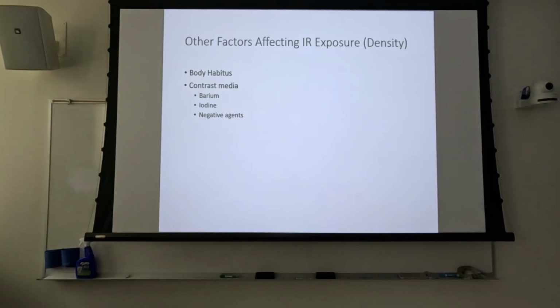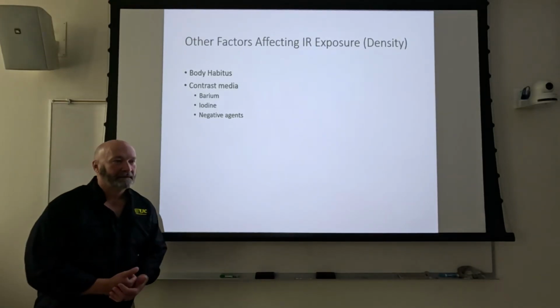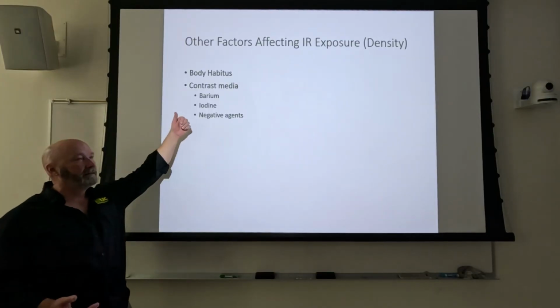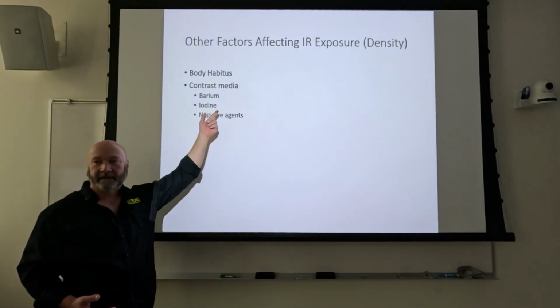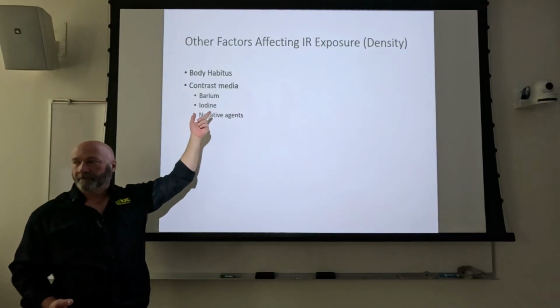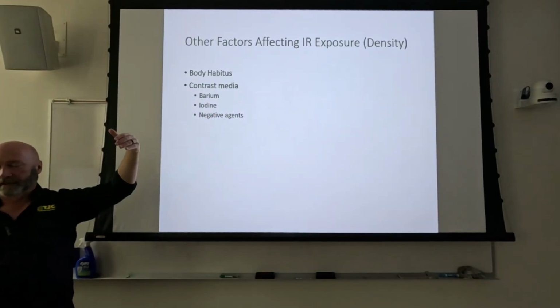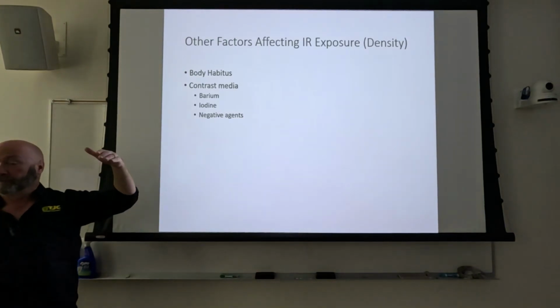So body habitus, contrast media. Contrast media, I kind of split hairs on this. It's not really a patient density thing. It's just the presence of media. So remember, you've got positive and negative types of contrast. Barium and iodine. What you'll find in test questions sometimes is that the atomic numbers of barium and iodine are very close. If you look at the elemental table, I don't remember exactly what they are, but they're very close.